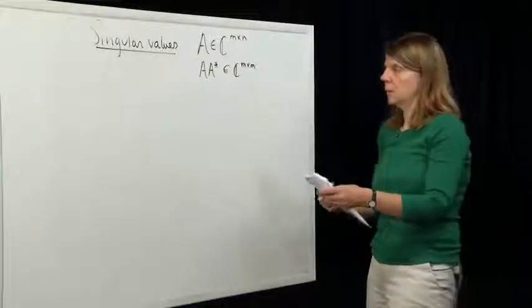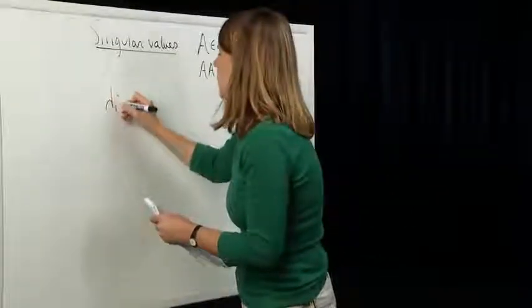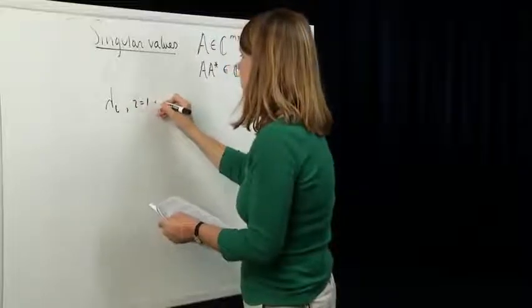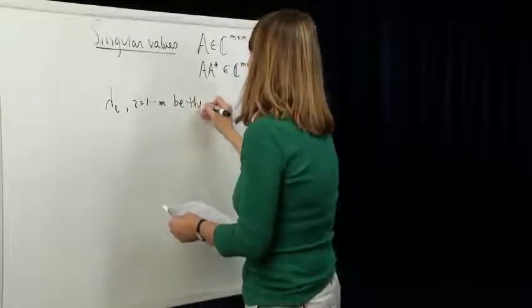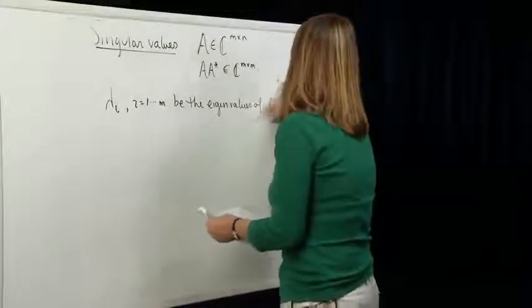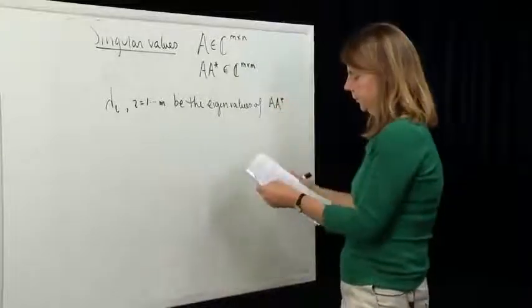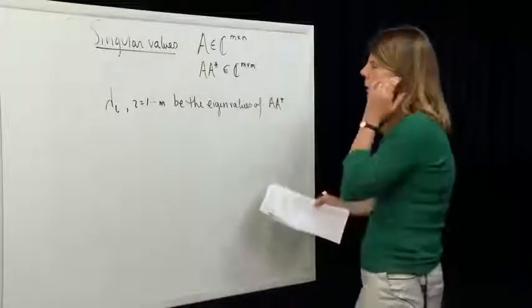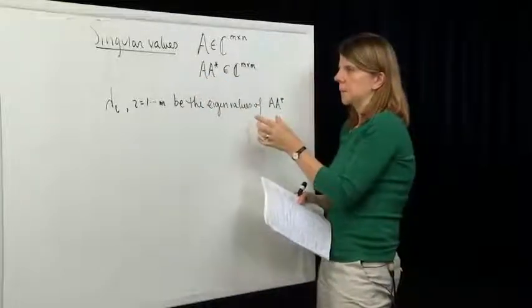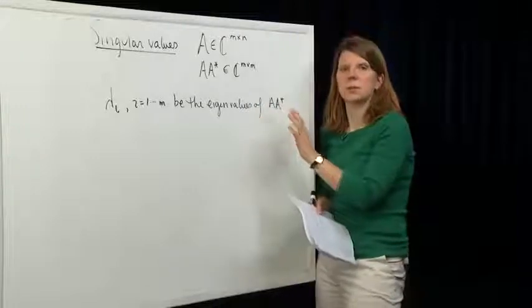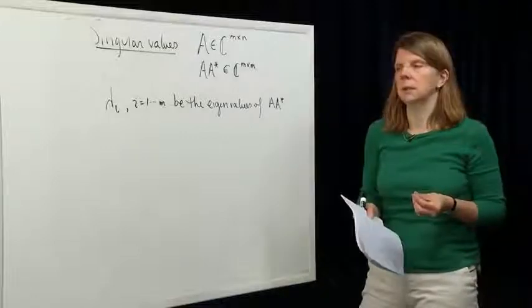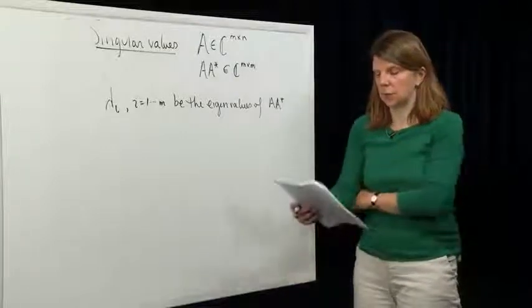If we look at the eigenvalues of AA star, so let lambda i be the eigenvalues, there's going to be m of them. We can note a few things. First of all, AA star is Hermitian. The eigenvalues of Hermitian matrices are always real. That's a fact, and it's something you can prove very easily. So a Hermitian matrix always has real eigenvalues.